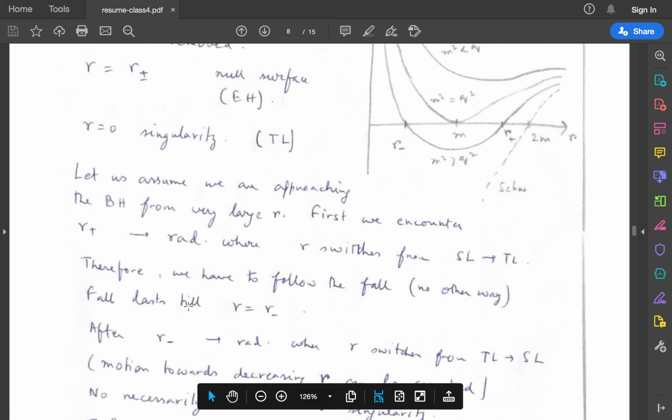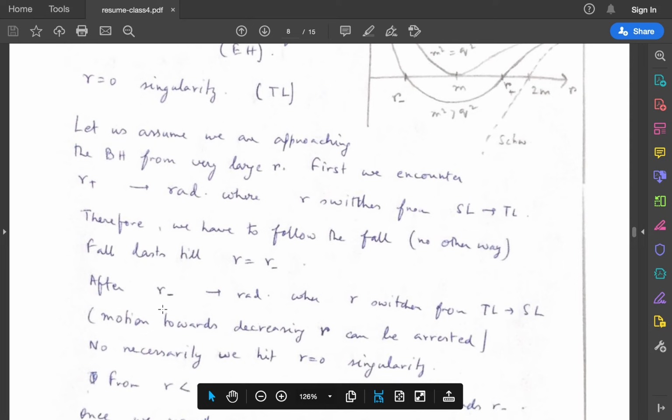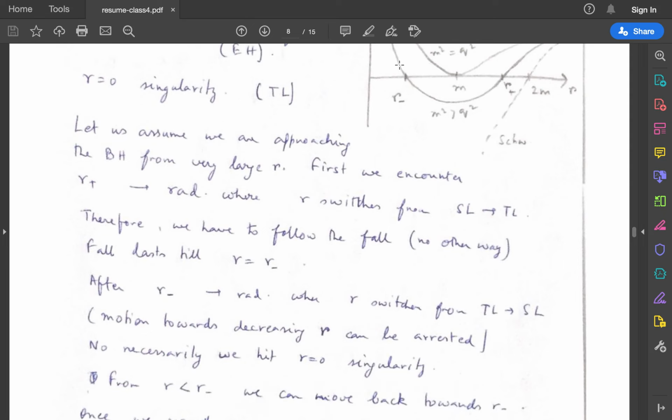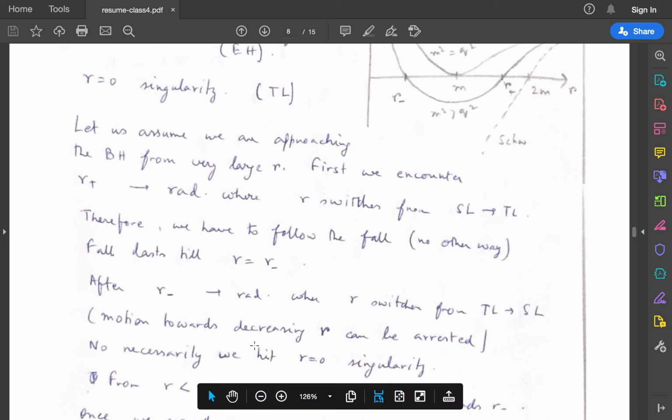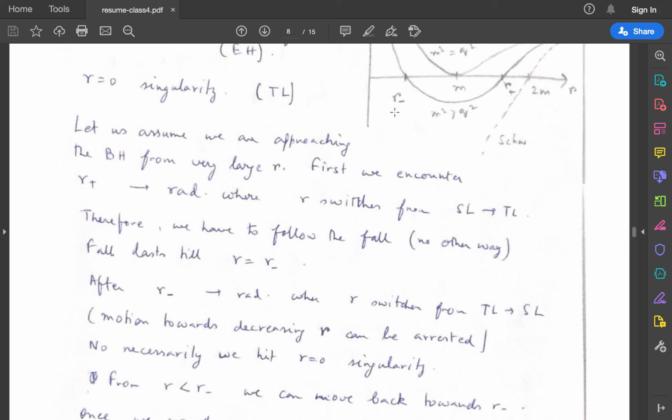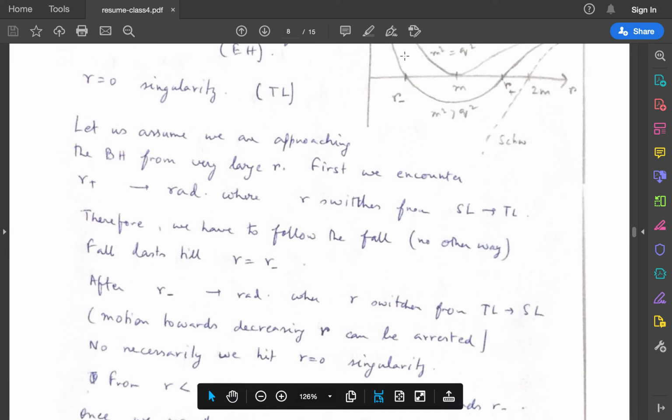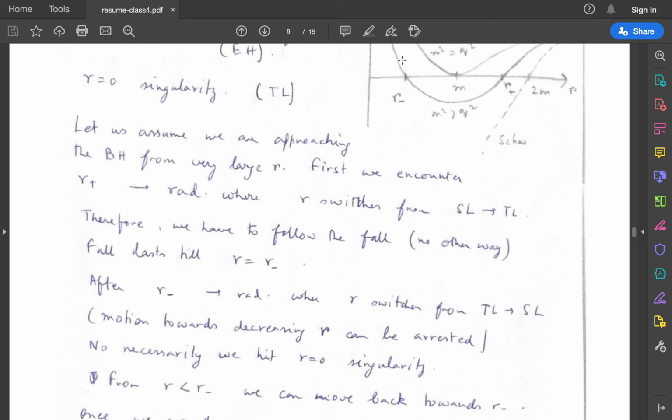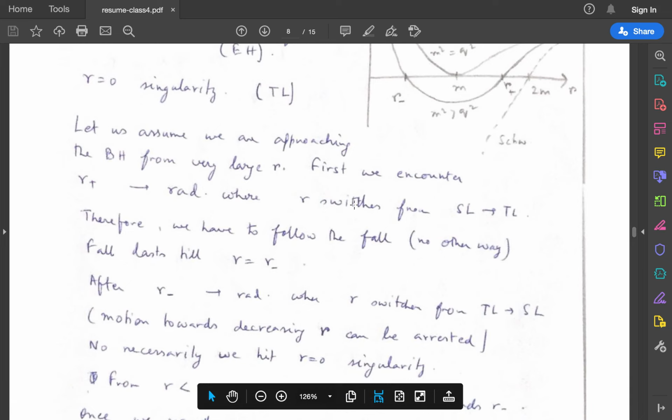And the fall lasts until r minus. After r minus, the radius again becomes space-like. Now we get the interesting part. So here motion may be arrested, right? Because we are going towards decreasing r, but r is space-like, so we can go towards decreasing r, or we can come back to increasing r. So it is not necessarily that we go and hit the singularity. We can stop here. We can again come back. Okay, so we can do both.